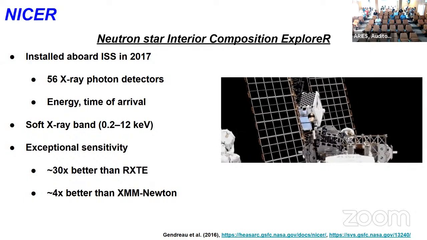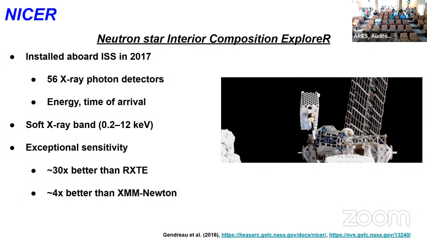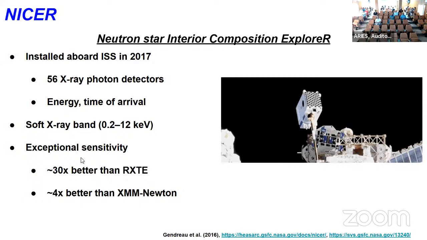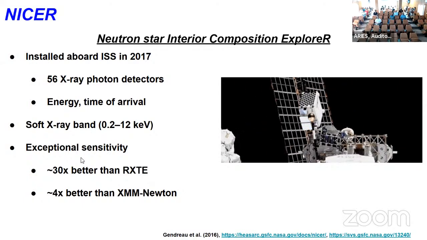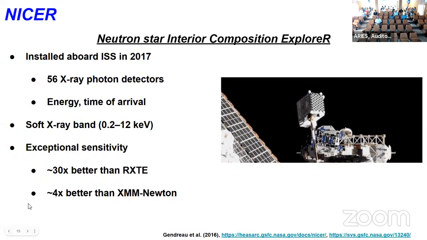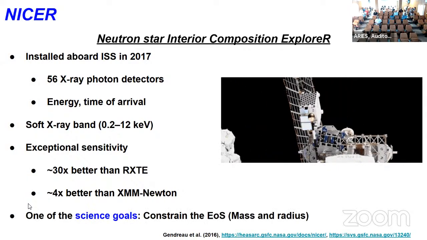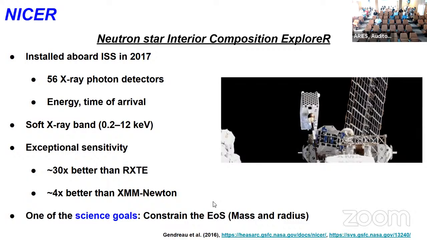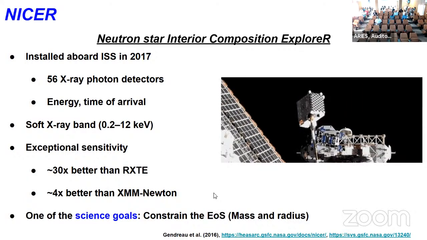And what makes it such a nice object is its exceptional sensitivity. Just to put some numbers, maybe some of you are using something from, I don't know, XMM-Newton or something. This is just a comparison: it has 4 times better sensitivity than XMM-Newton. And one of the science goals, as you can guess from the name itself, is to explore the interior composition and hence constrain the equation of state for neutron stars.